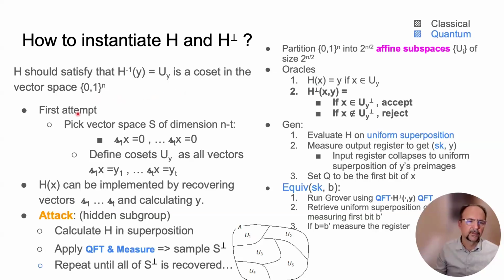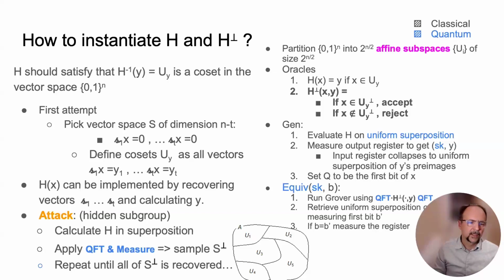So let's take a first attempt. We pick a vector space that has dimension n minus t, where t is the parameter. Then we take that vector space and copy-paste it everywhere by offsetting it so that we cover the whole space. Certainly this gives us the structure we want. So this actually does the job from the Grover perspective. We get what we need, but it's also insecure, and the reason is that we can mount a hidden subgroup type of attack.